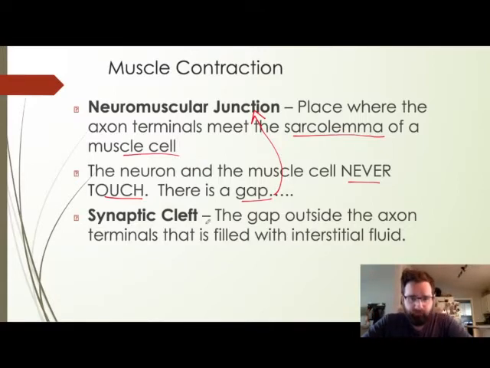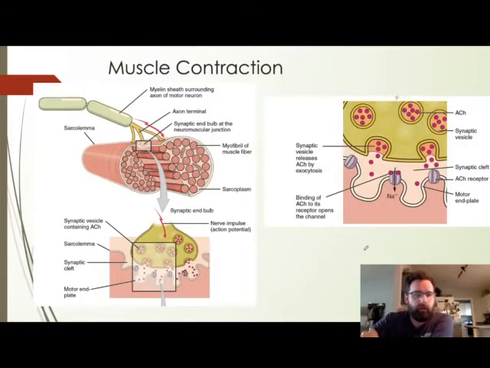That space is called the synaptic cleft. That's the gap outside the axon terminals that's filled with this thing called interstitial fluid. That part's not super important, but yeah, we'll use that word as well in here. Okay.